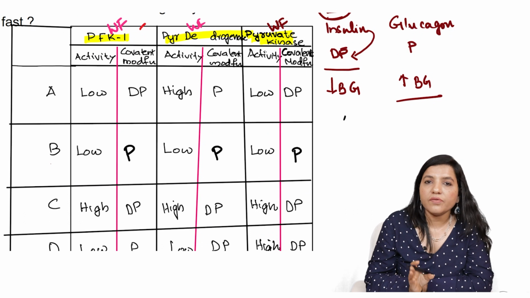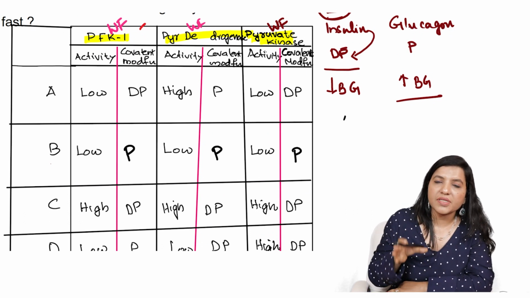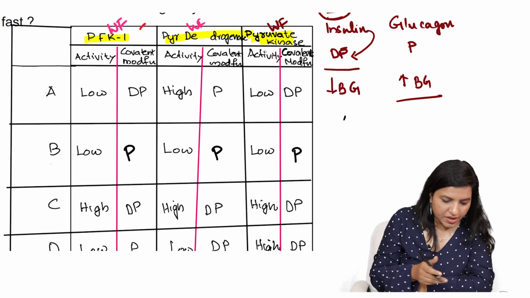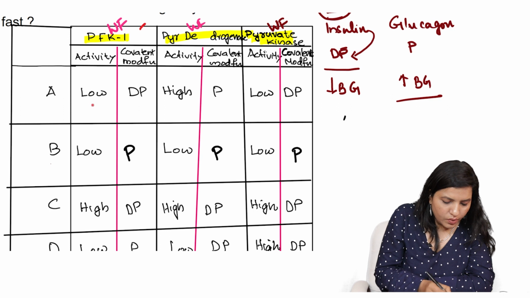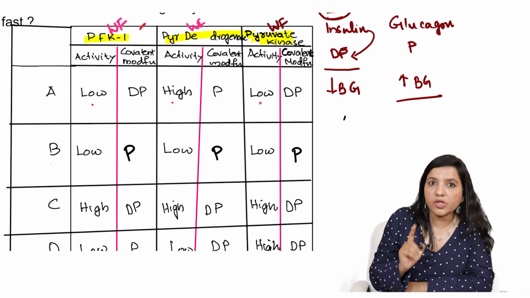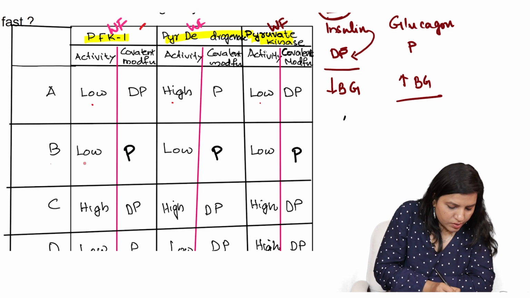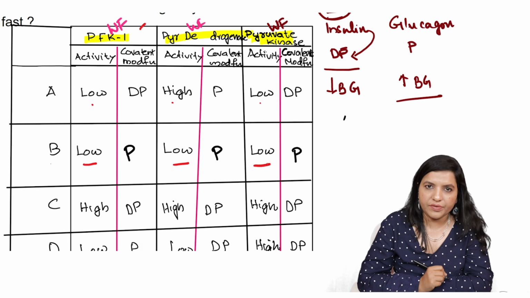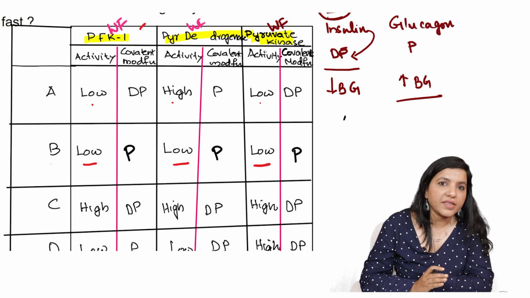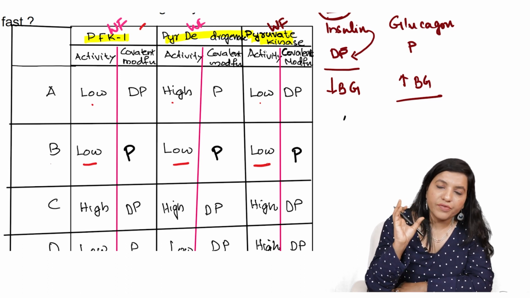In this question we have to find the option in which all these enzymes are in a low activity state. You can see that option A is saying low, high, then low. It is not like that, it should be all low. So, let's see option B: it is low, here also low activity, here also you can see it is in the low activity state. And why are they in the low activity state? Because these are the enzymes which have to be active in the well fed state.